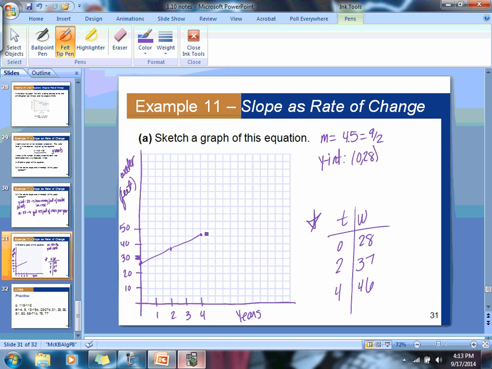Now it's a linear graph. It has the same slope, so it's going to be a straight line. So if you wanted to, you could continue this out and put an arrow at the end of it. But, you know, that is personal preference, I guess.